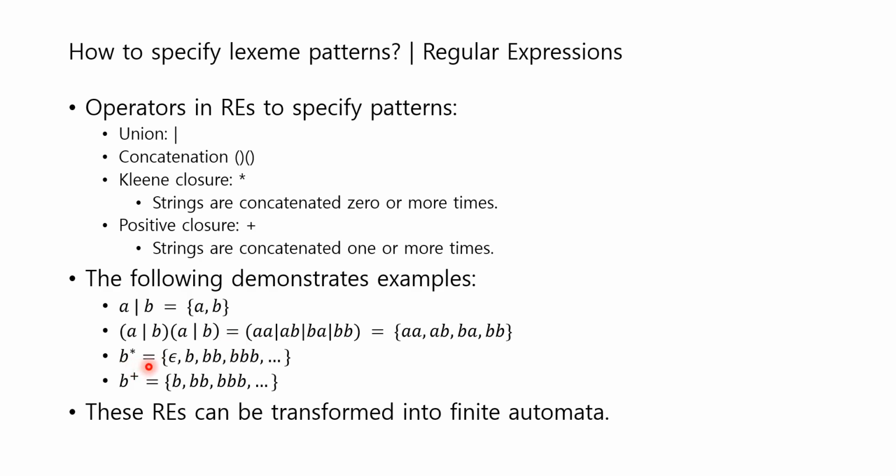B Kleene closure is the string concatenated 0 or more times. The symbol epsilon indicates the empty string. So if the string B is concatenated 0 times, we have epsilon, and B, BB, BBB, and so on. B positive closure gives us the set B, BB, BBB, which is the set of B Kleene closure without the empty string. And these expressions can be transformed into finite automata.